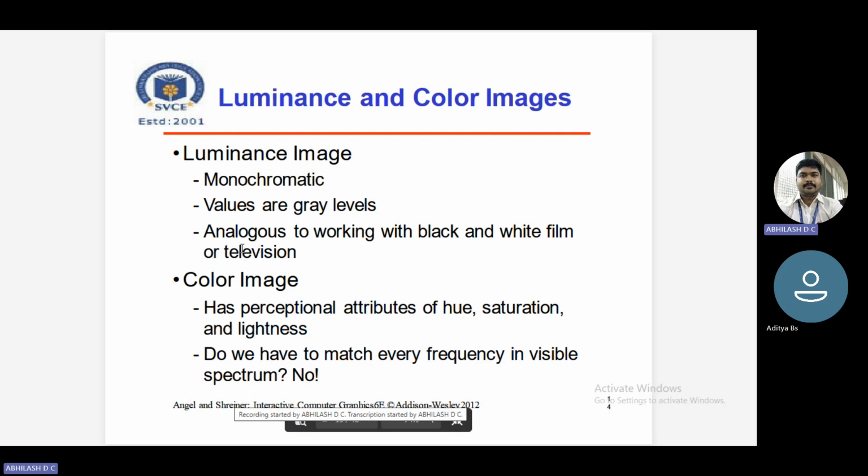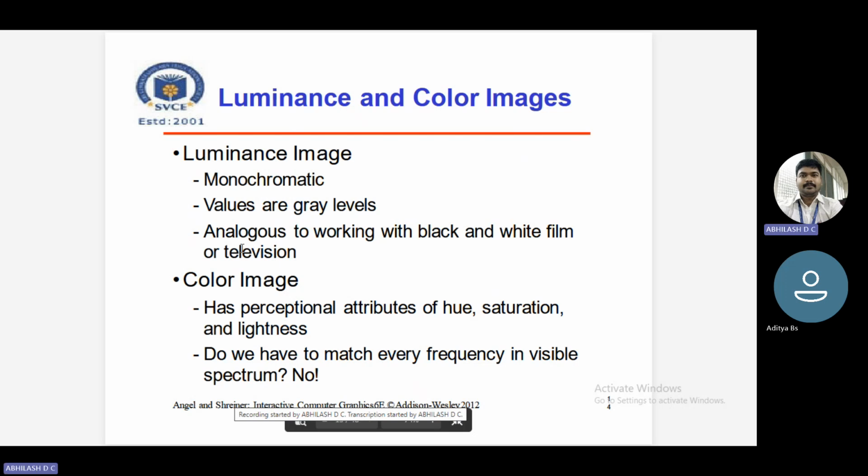Color images have three attributes: hue, saturation, and lightness. You may look into any imaging nowadays, any video taken. There will be some variations with the hue, some variation with the saturation, and some variation with the lightness, right?